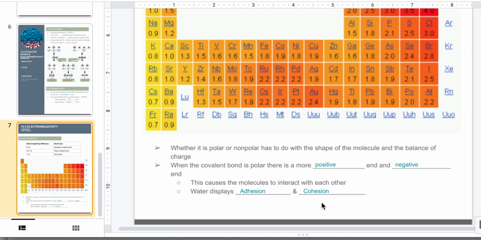automatically sink because of those bonds that are created on the surface of the water. Right? And so we're actually going to do an activity tomorrow having to do with cohesion, where we're going to explore that further.